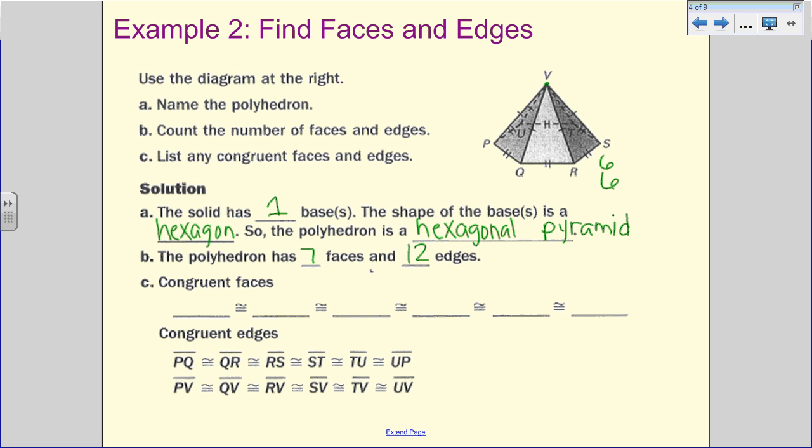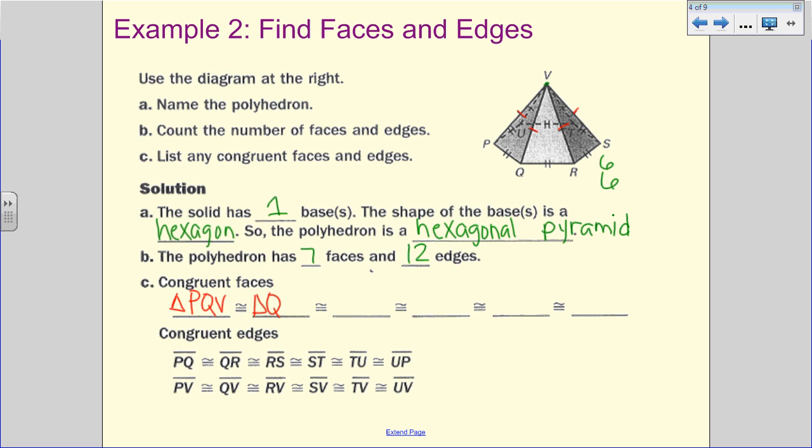Well, because each of these sides on the hexagon is congruent, so our base is a regular hexagon, and each of these edges are marked as being congruent, that means every face around the sides of that pyramid are congruent. So we know that triangles, if we go around the edge of it, we'd say PQV, so PQV is congruent to triangle QVR.